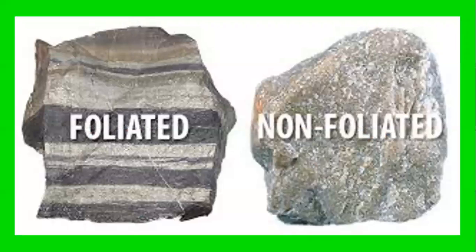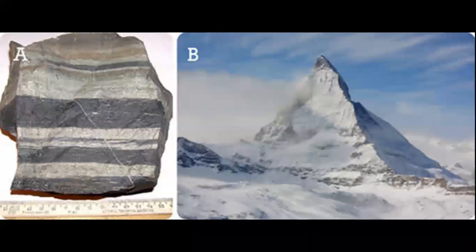Now, if these physical changes are exerted on the rock from one direction, the rock forms layers. This is foliation, or we call it foliated. If the pressure is exerted from all directions, the rock does not show this foliation. It doesn't have the layers, but it's still a metamorphic rock. Okay? There are two main types of metamorphism, contact and regional.